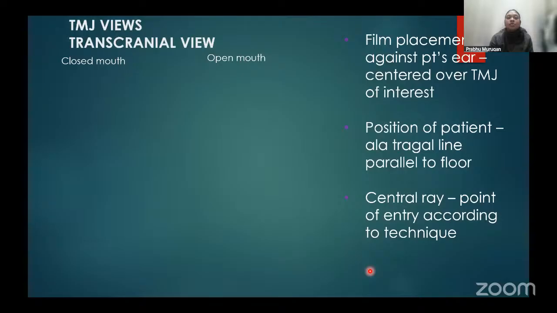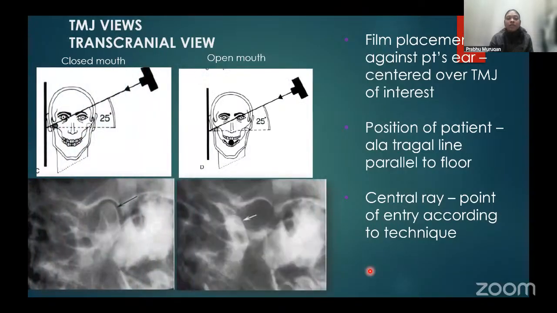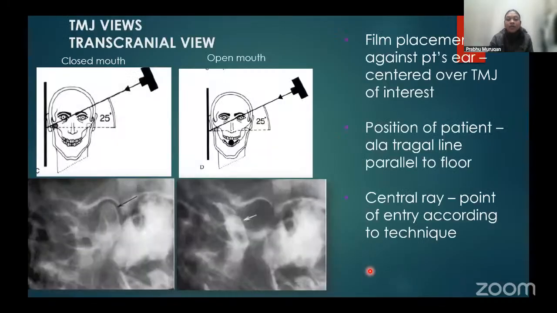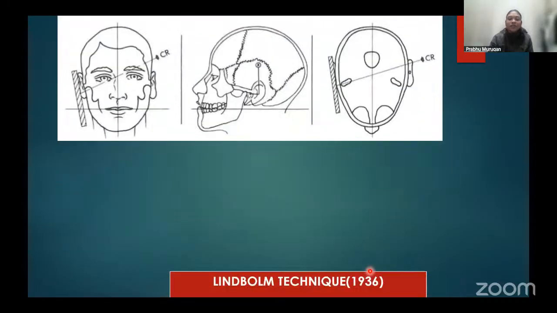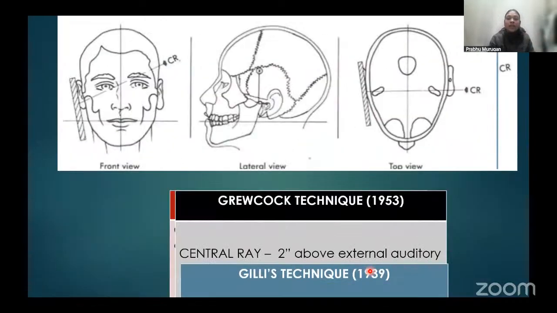Yes. So moving on to the TMJ. When it comes to your TMJ, you have three main views: transcranial, transpharyngeal, transorbital. The name itself will give you the hint. Transcranial means it is going to pass through the cranium, that is your head. When it comes to your transcranial, there are a few projections for it. First is your Lindblom technique, your Grewcock technique, and your Gillies technique.